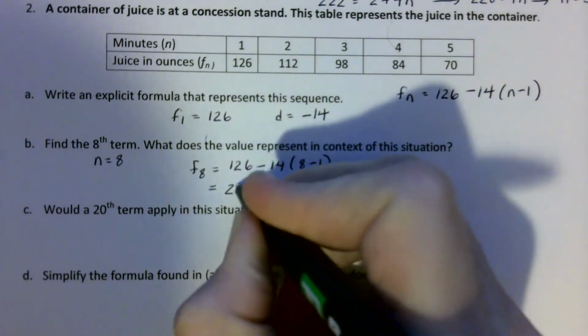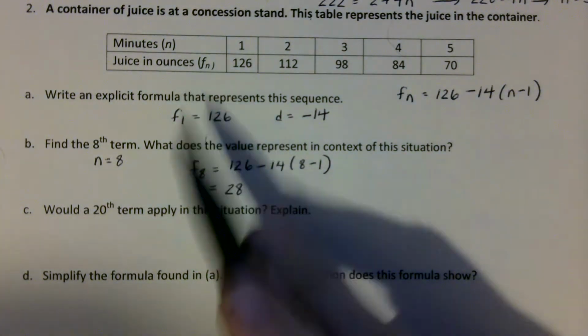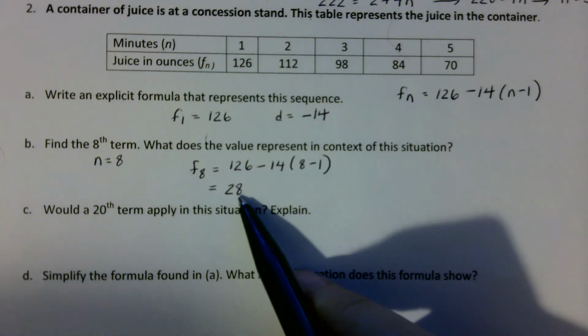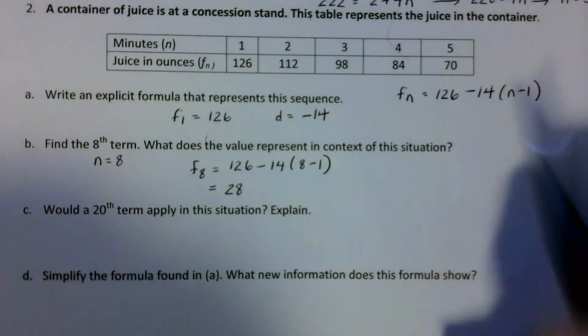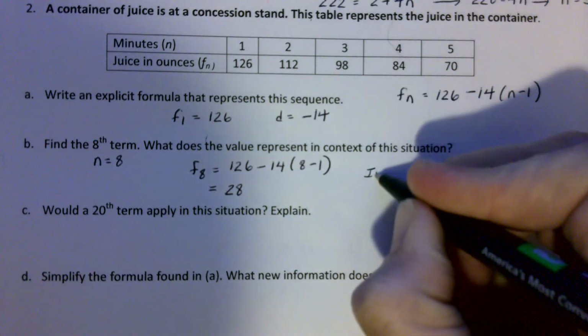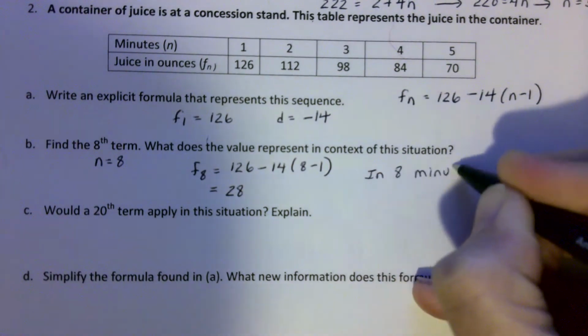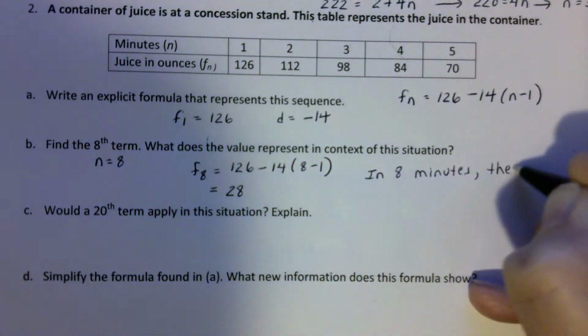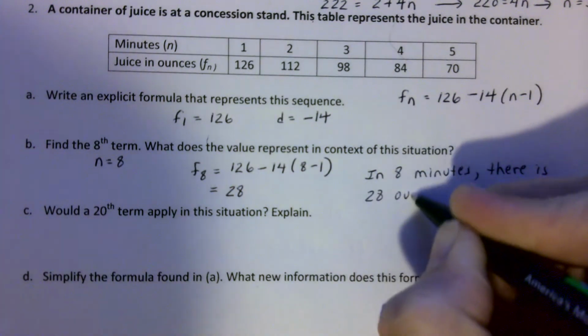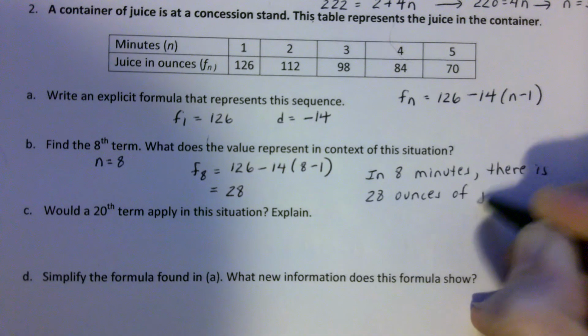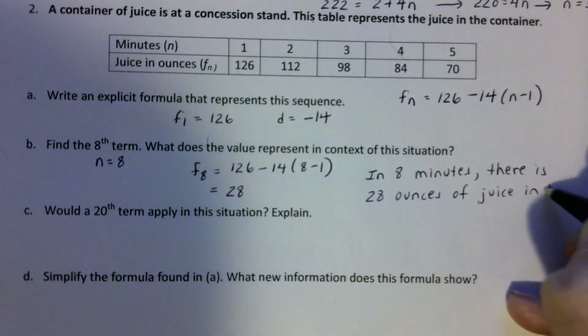So that means in 8 minutes, we will have 28 ounces of juice left in the container. That is what it means to represent in context of the situation. So in 8 minutes, there is 28 ounces of juice in the container.